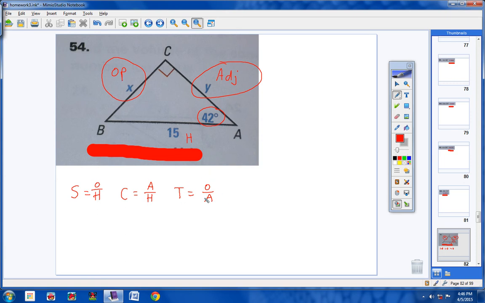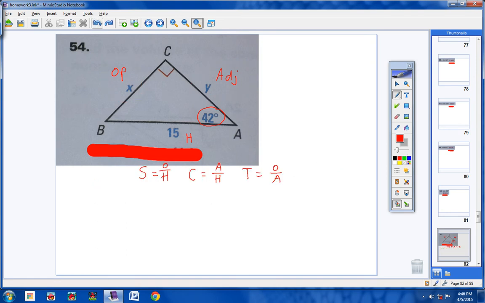If you use tangent, you're going to have tangent of what angle? 42 equals x over y. That's not going to work. You have two unknowns. That's crazy. Okay? So what you want to use is either sine or cosine. Now, do you want to solve for x or y first? We're going to go for x.